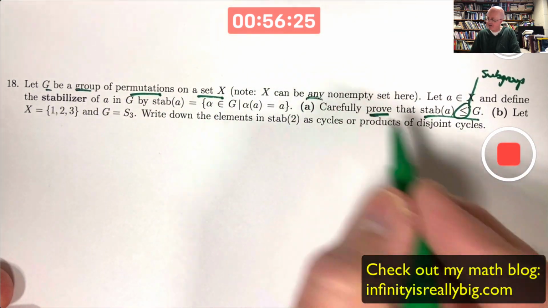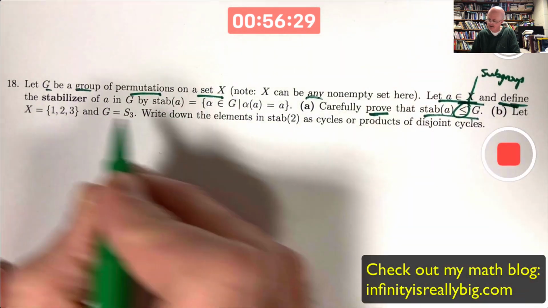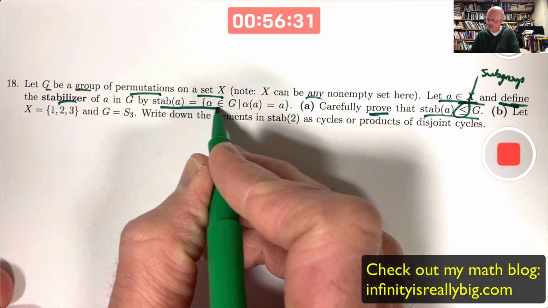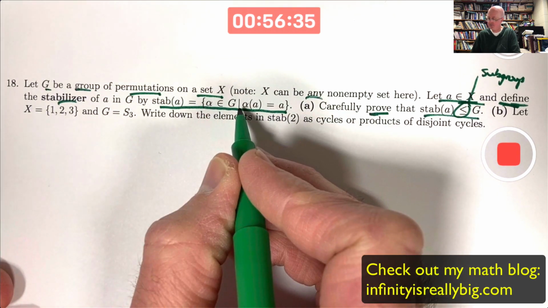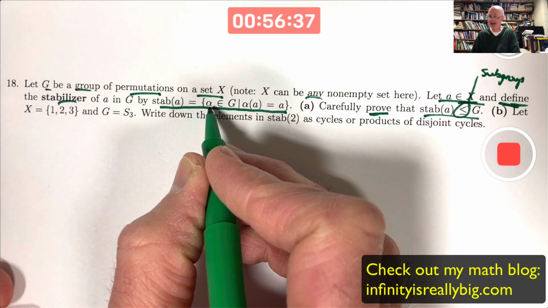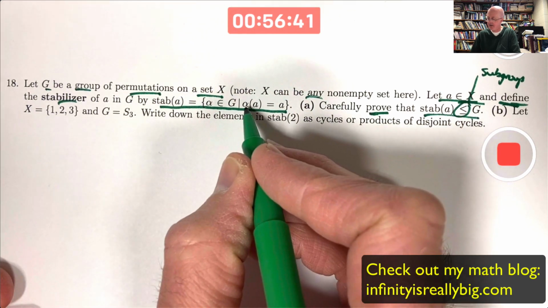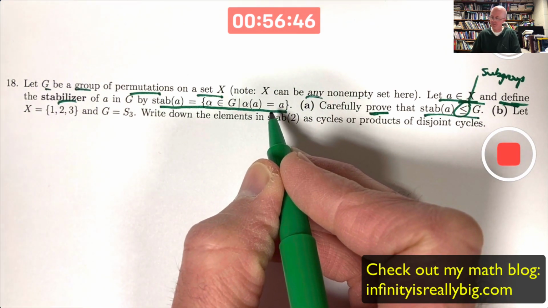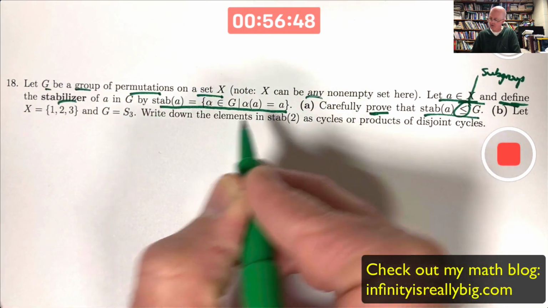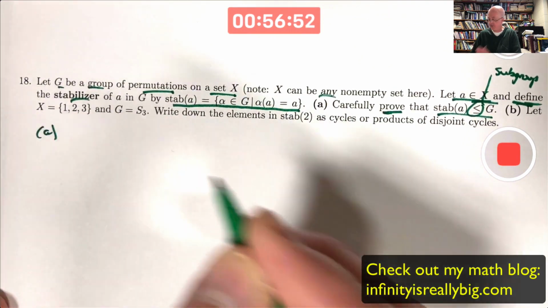X is any non-empty set here. Let A be an element of X and define the stabilizer of A by this formula here. It's the set of all permutations in G, one-to-one and onto functions from X to itself, where A is an element of X, that map A to itself, that keep A fixed. And then in part B, we'll think about an example. But part A is our proof, our first proof.